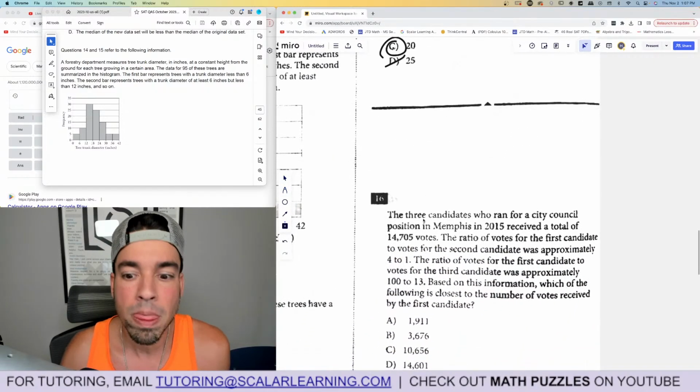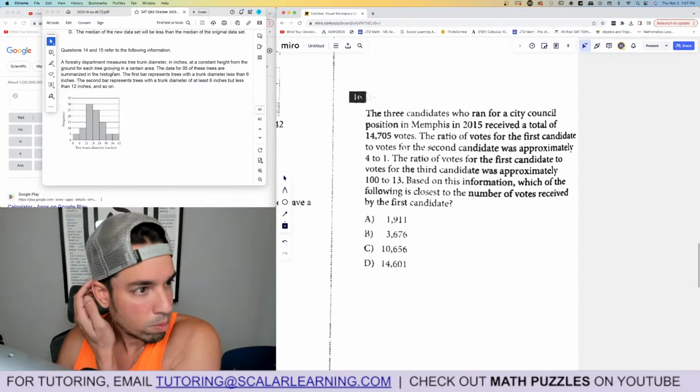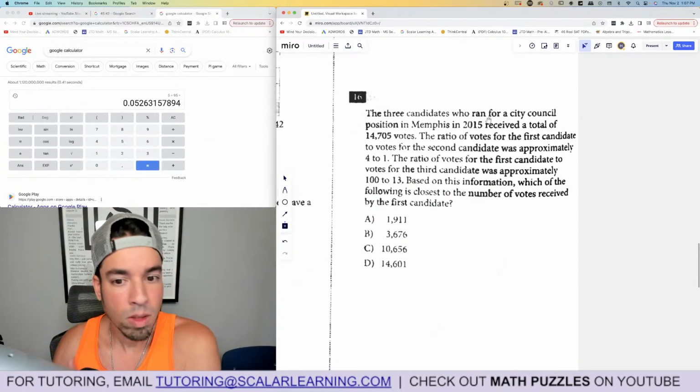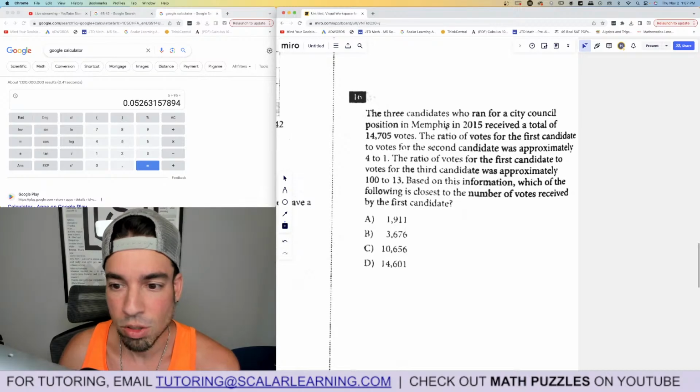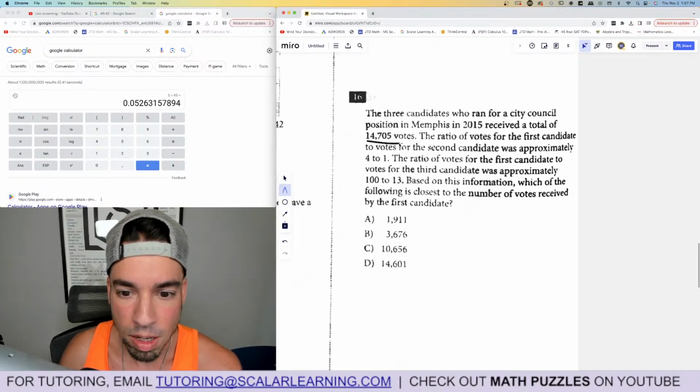Boom, done. 16. All right, we're done with that multi-step one. Let's minimize this. The 3 candidates who ran for city council position received a total of a certain number of votes. The ratio of votes for the first, hold on.